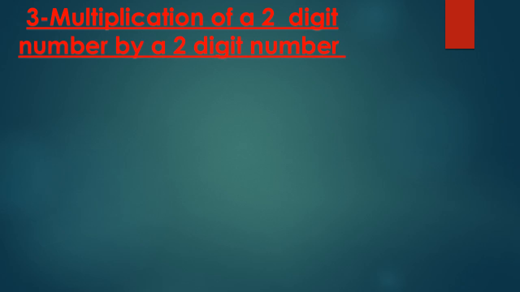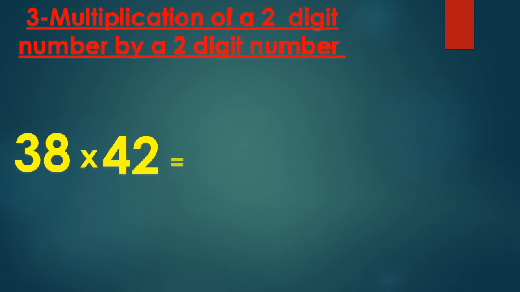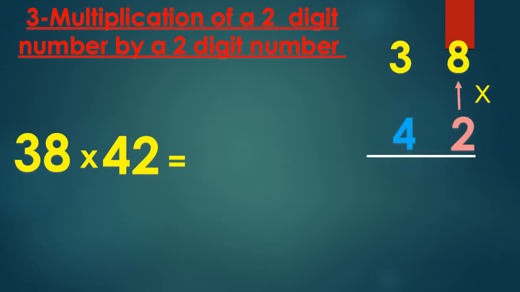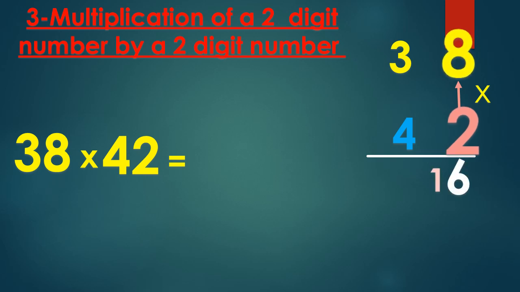Another example of multiplication of a two-digit number by a two-digit number is 38 times 42. First, we start with the 2. We multiply it by the 8 first, equals 16. 6 down and carry the 1 up. Then multiply the 2 by the 3 is 6, and we already have a 1. 6 plus 1 is 7. So the first line is 76.